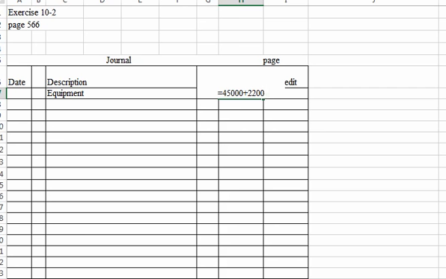Freight charges for shipment of the equipment. Okay, any charges to get the equipment to your place of business would also be a part of the cost of the equipment. And then installation of the equipment, getting the equipment set up and ready to use for its intended purpose, would also be a part of the cost of the equipment. So we'll add that $1,000 as well.